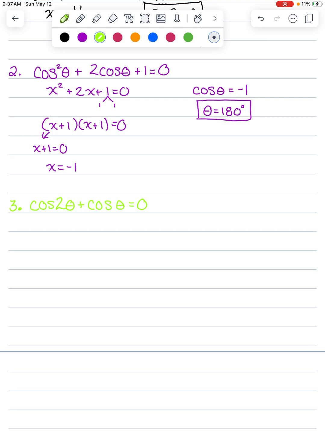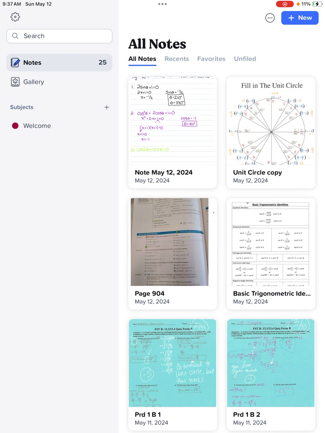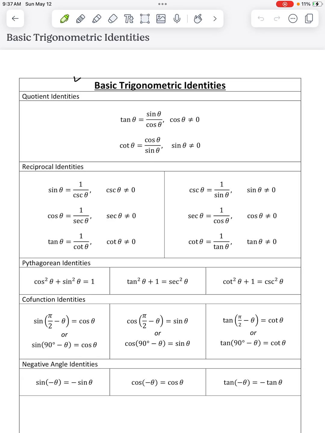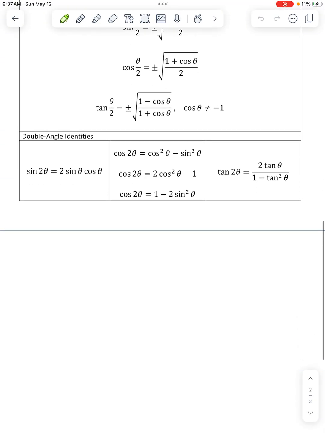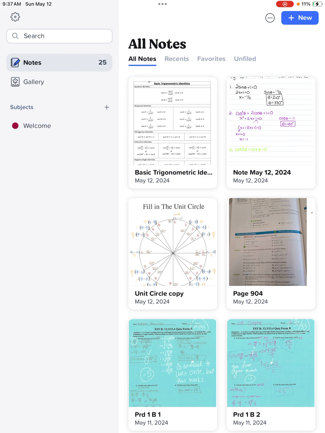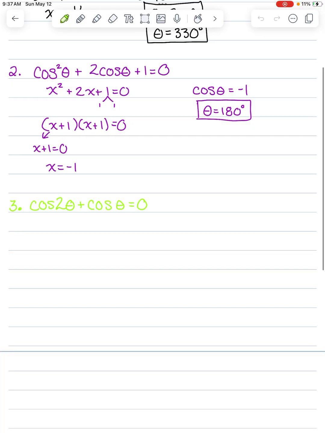So, cosine of 2 theta plus cosine of theta is equal to 0. I notice my angles are not the same, so I am using an identity here. Cosine of 2 theta, I'm going to look down at my double angle identities, and I have 3 options. Since everything else is cosine, I'm going to use the second option. 2 cosine squared minus 1 is equal to 2 cosine theta. So this replaces with 2 cosine squared theta minus 1.